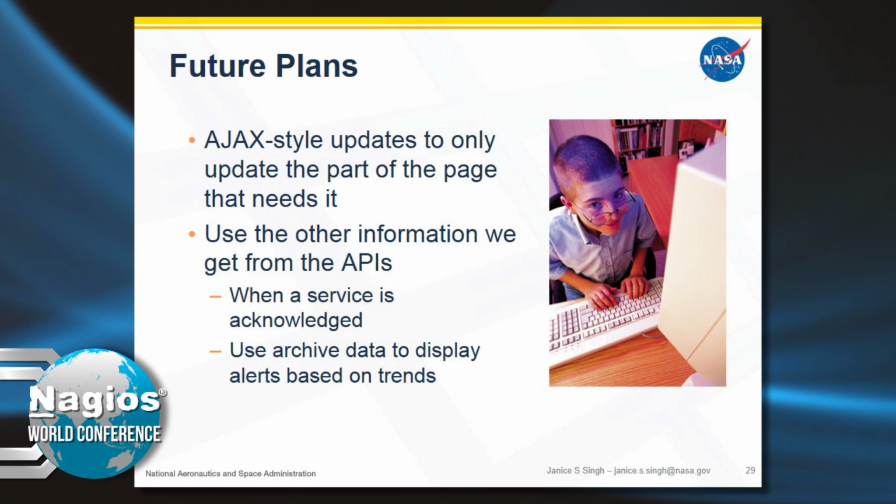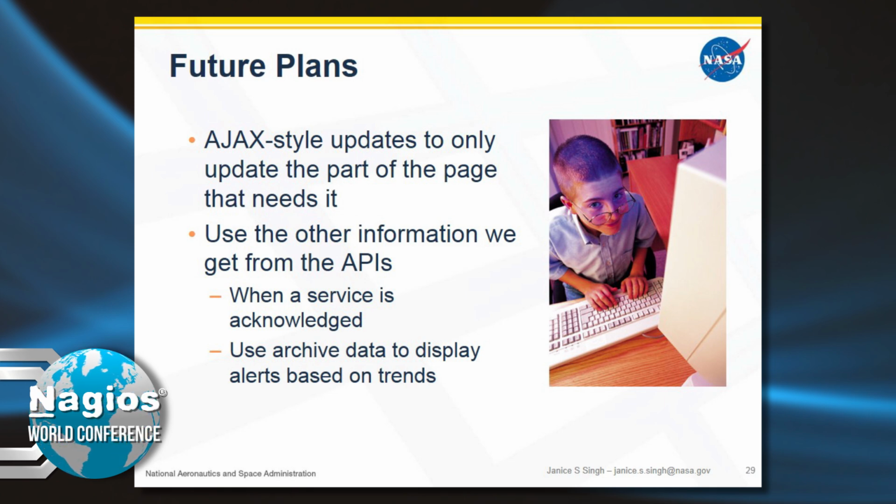So for example, if someone acknowledged a service, I had no way of being able to get that information. Now I can pull that and we can update it so it makes the visualization. We don't have as much extra color there that doesn't need to be there. And then if we can use the archive data, in some things it's better to alert on trends, how much they've changed.